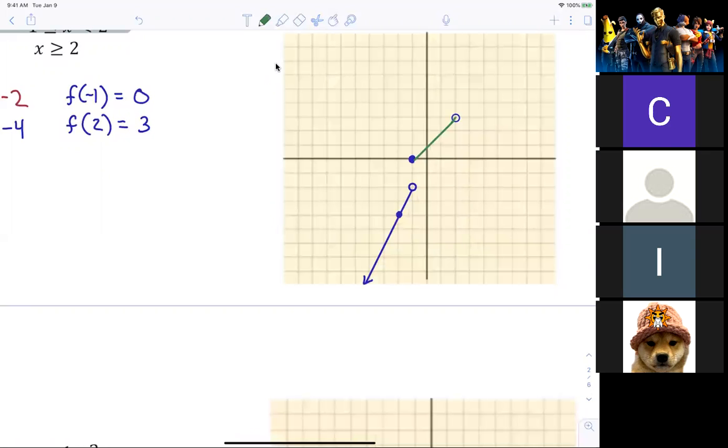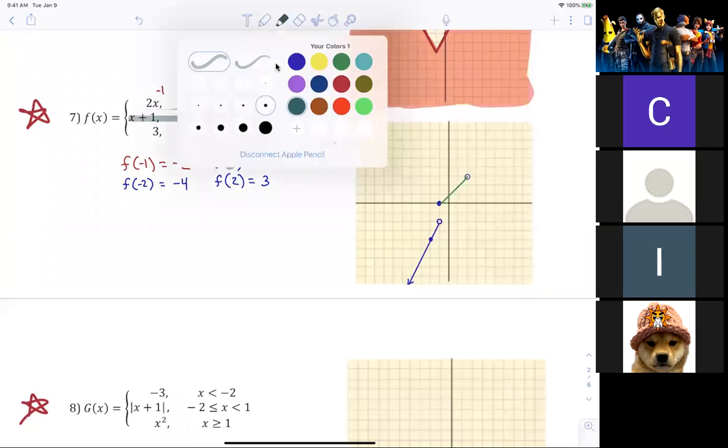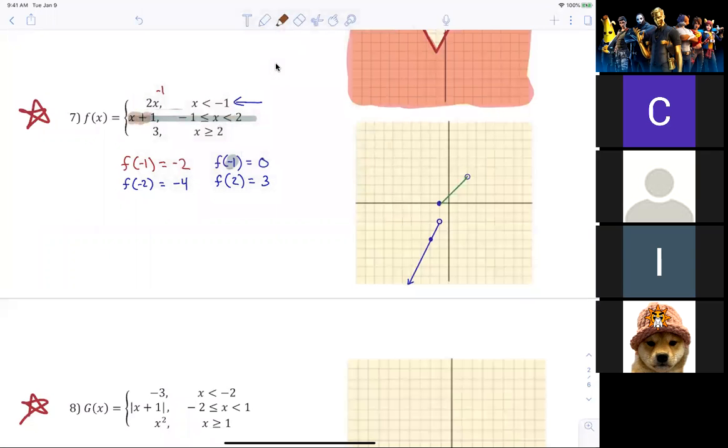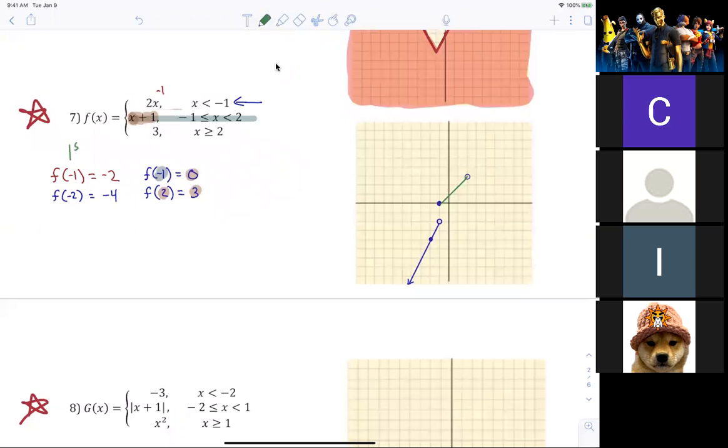Mr. Stroud? I'm listening. I have a question on how you got 0 and 3 from that. Okay, so what I did was I took this -1 and I plugged it in to the middle equation. Oh, okay. Right, and then I plugged 2 into the middle equation. And negative 1 plus 1 is that 0, and 2 plus 1 is that 3. Does that make sense? Yes, that does. Thank you.